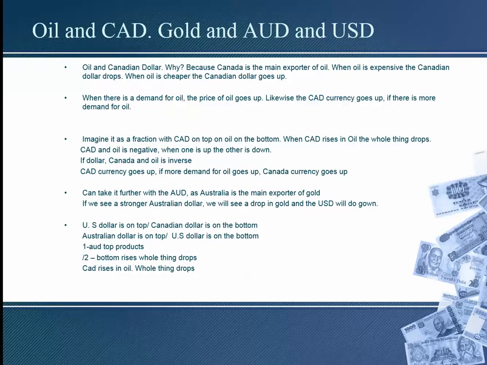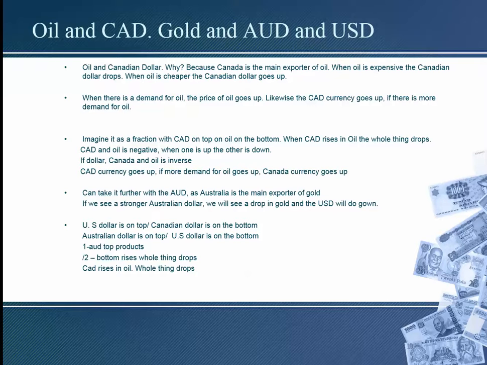If you're struggling to understand this, you can imagine it as a fraction with the Canadian dollar on top and oil on the bottom. When oil rises, the whole thing drops. The Canadian dollar and oil are negatively correlated: when one is up, the other's down. The relationship between the Canadian dollar and oil is inverse.